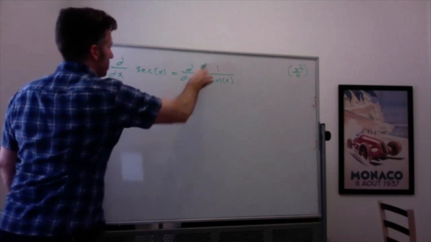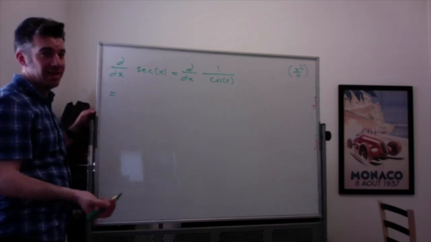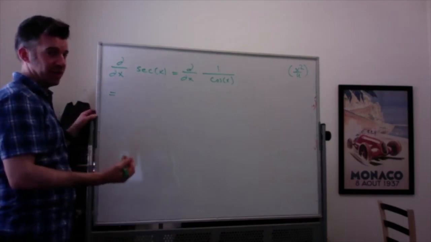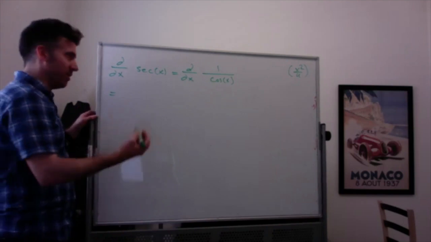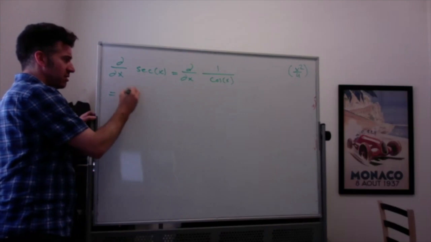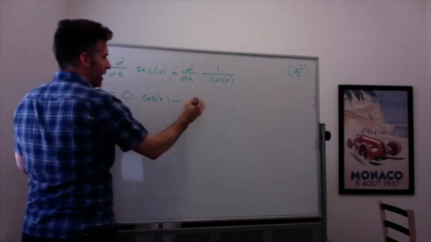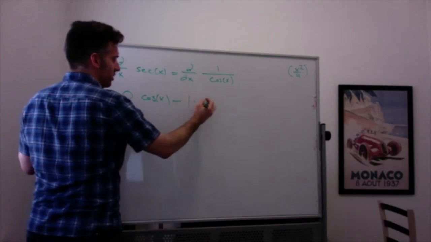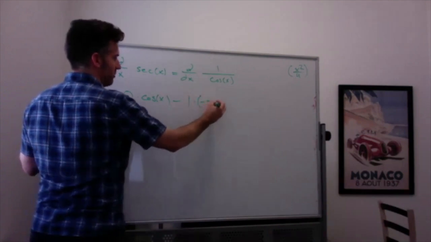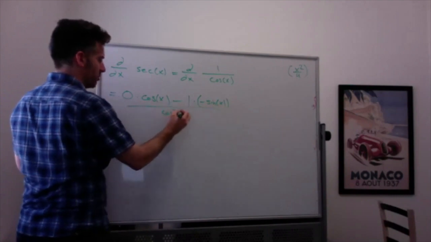So using the quotient rule here, I really want to say it's the bottom times the derivative of the top. I guess I'll say it's the derivative of the top times the bottom. What's the derivative of the top? 0. Times the bottom. It doesn't really matter what the bottom is, but it's cosine. Minus the top times the derivative of the bottom, which is negative sine, all over the denominator squared, which is cosine squared.